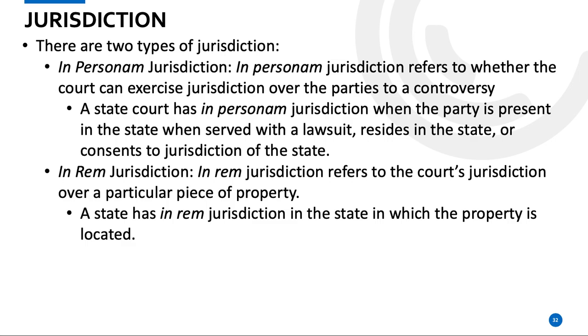The second is in rem jurisdiction, and this refers to a court's power or jurisdiction over a particular piece of property. So a state has in rem jurisdiction in the state in which the property is located. So in the example I had previously given, if you have a probate that is opened in Texas and there's a piece of land in Colorado that is owned by that estate, then the Texas court does not have jurisdiction over that property because it is located in Colorado, and the Texas court's jurisdiction does not extend into Colorado.